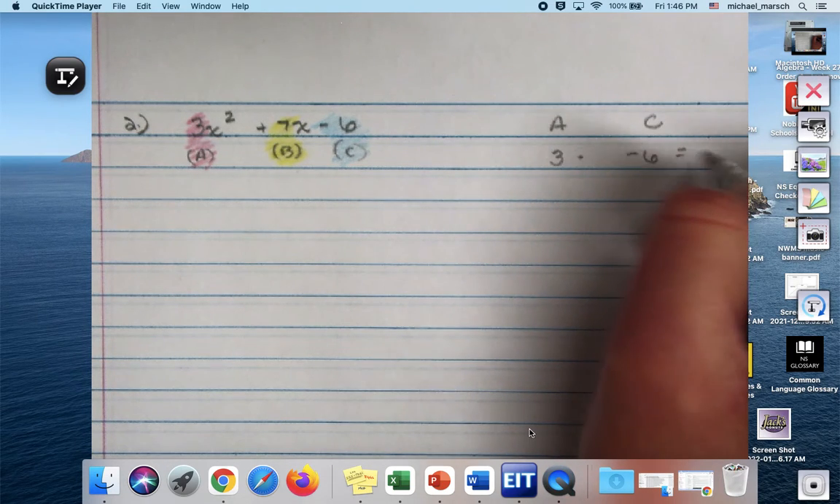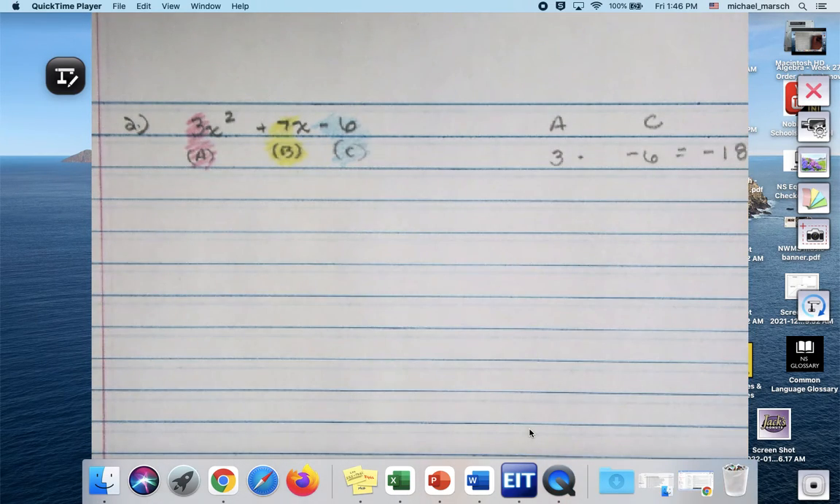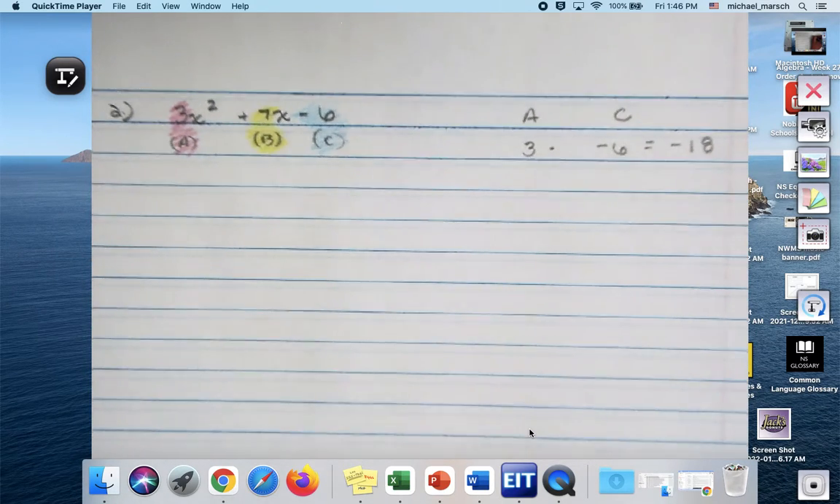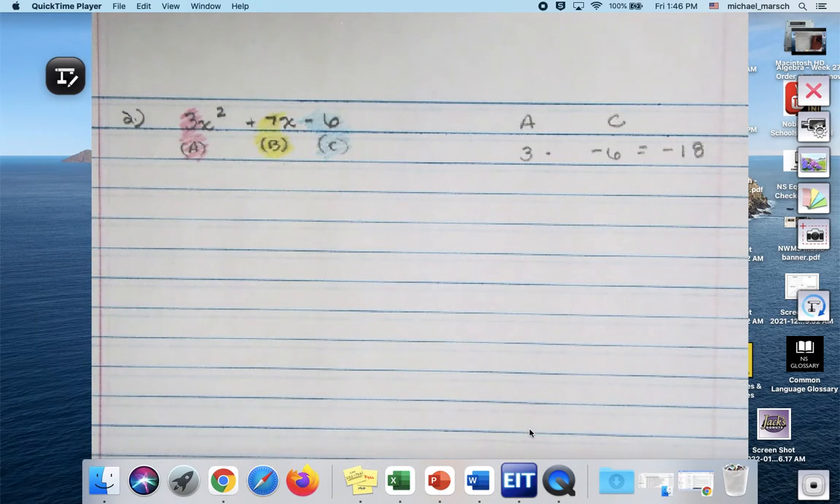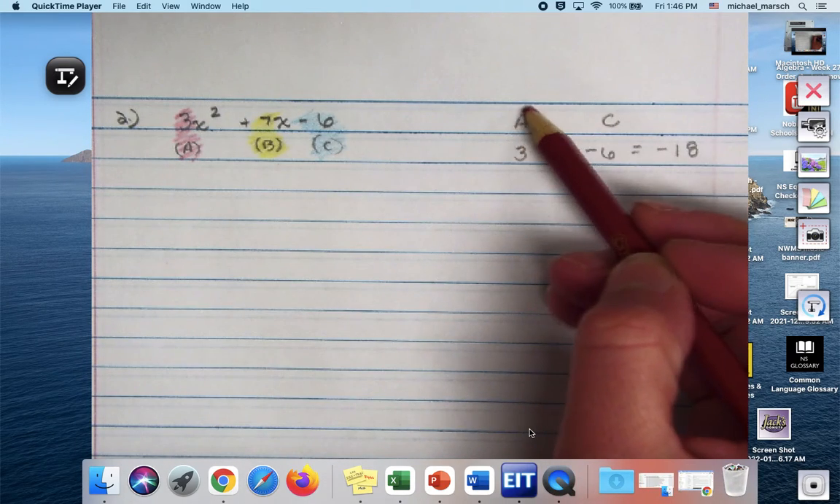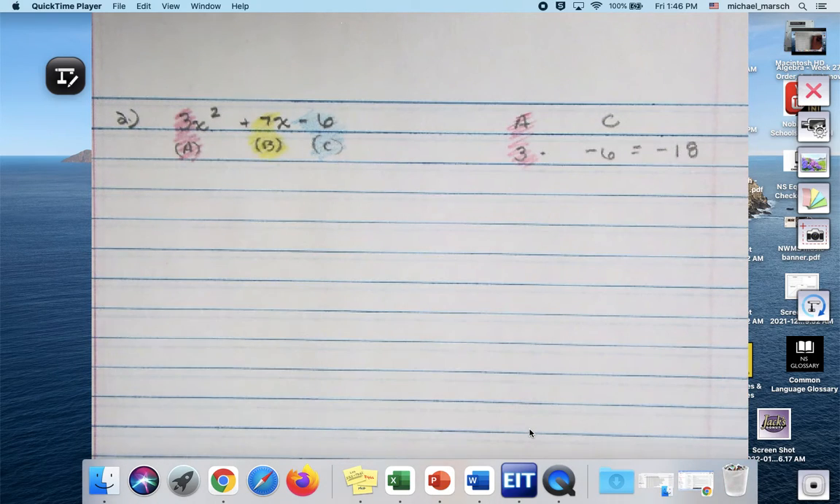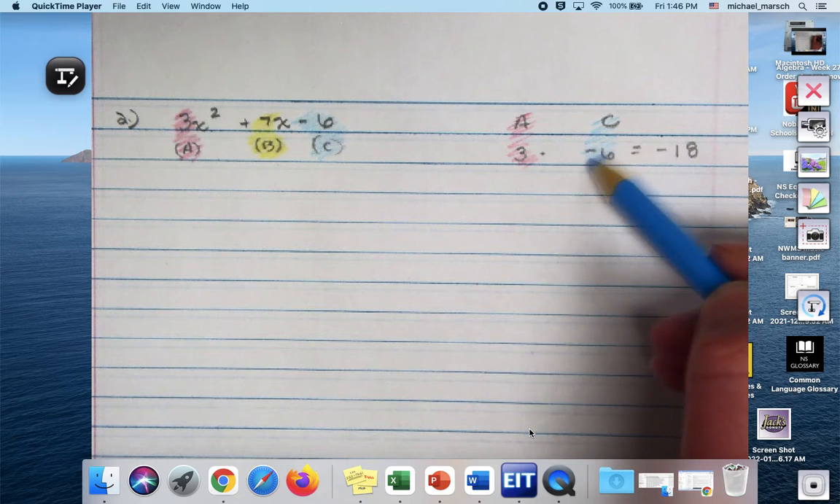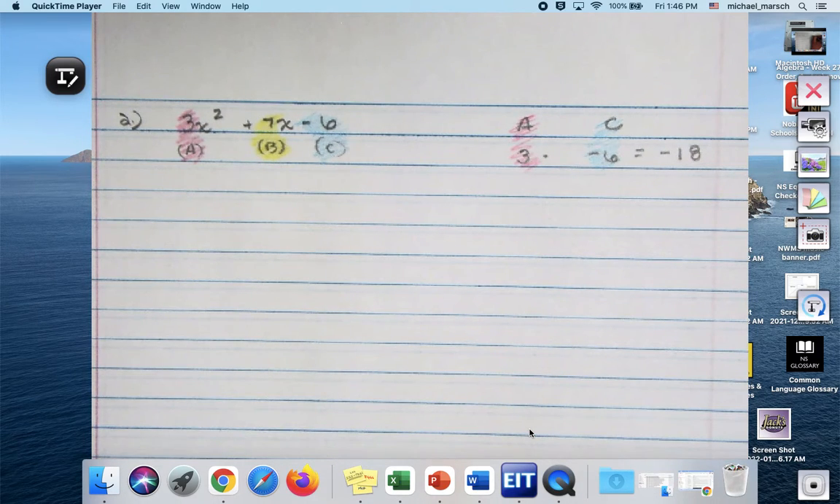Wait, are we supposed to be putting this on the back of our notes from yesterday? Or on a separate page, but this is connected to our notes from yesterday. We're continuing. So I'm on a second page, but this will all be from yesterday. Okay, so now I have the 3 from A times the negative 6 from C, and I get negative 18.